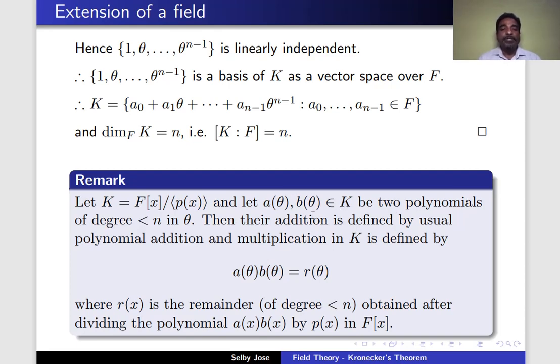Suppose a(θ) and b(θ) are two elements of K, and you can see that if you treat them as polynomials in θ, their degree will be less than n. So the addition will definitely be the normal addition of polynomials, but the multiplication in K is defined by a(θ)b(θ) = r(θ), where r(x) is the remainder obtained after dividing the polynomial a(x)b(x) by p(x) in F[x].